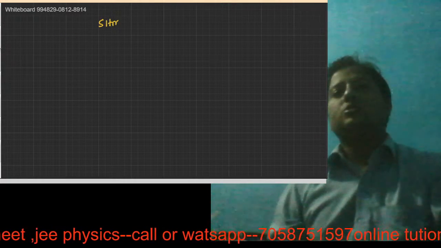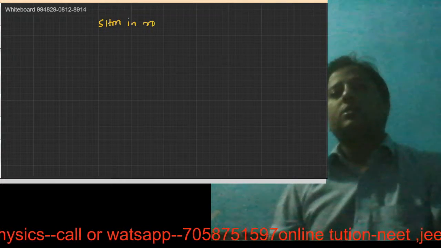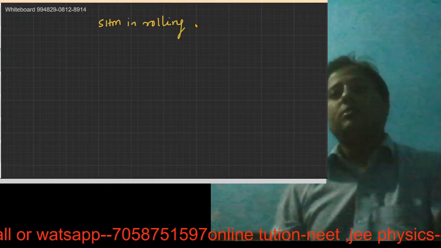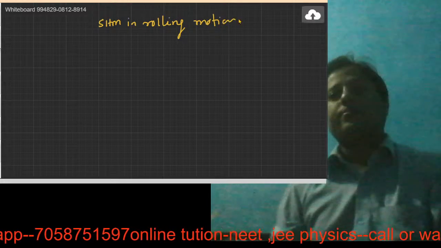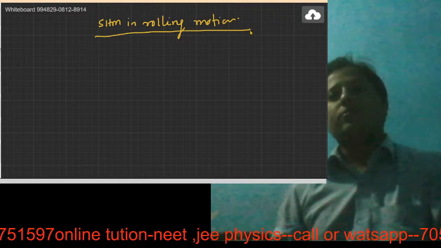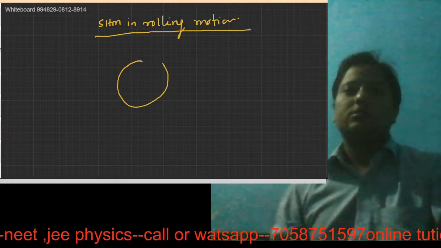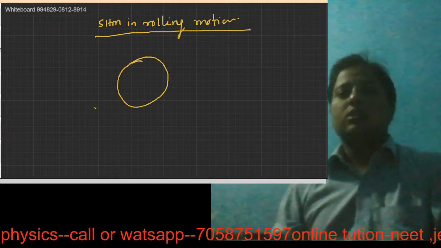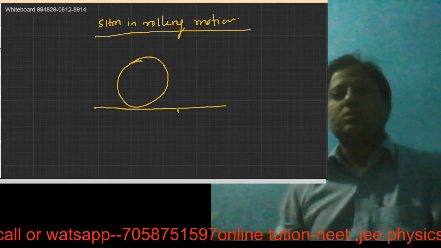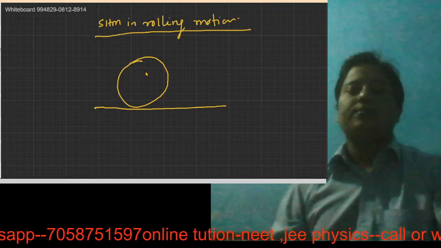SHM in rolling motion. Suppose there is a body on a rough surface.